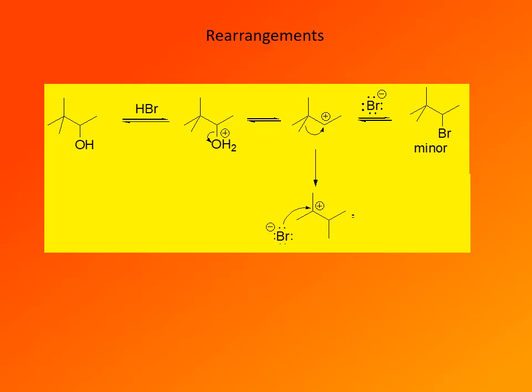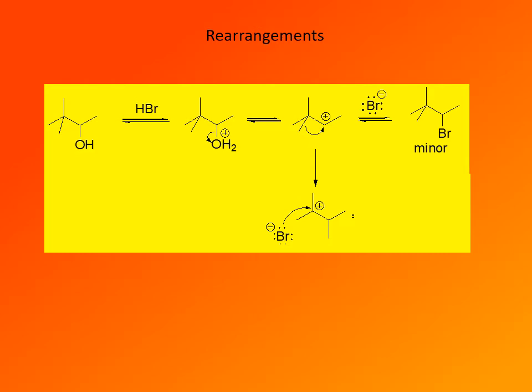Major reaction pathway involves alkyl rearrangement of a methyl group. So one of the neighboring three methyl groups shifts, and result is formation of tertiary carbocation. Note that unlike other steps in this reaction mechanism, rearrangement is not a reversible step. So rearrangement from secondary to tertiary carbocation, from less to more stable carbocation, is not a reversible step.